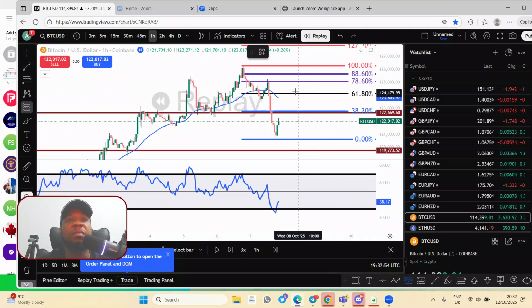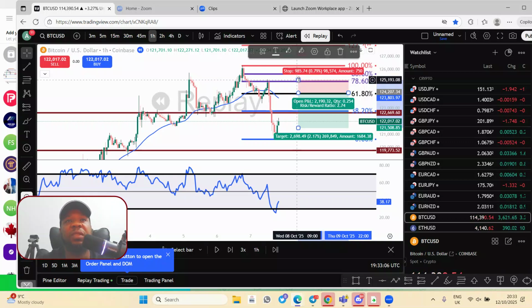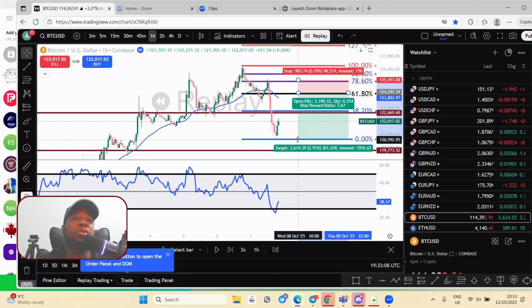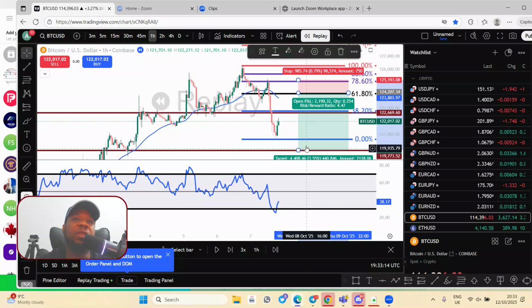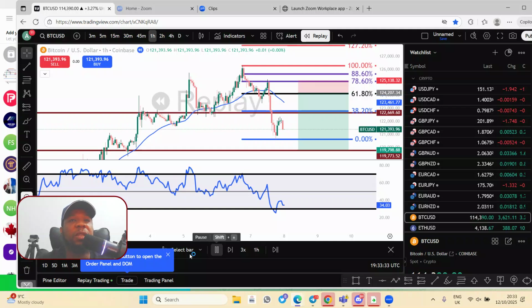My trade was already on a pending order here. I put my stop loss just a little bit above the 78.6, and straight down to this target. It was this target here, giving me a risk to reward ratio of 1:4, which is a good trade for me. So I was just waiting for this to happen, and I left my pending orders. I'll just play it for you to see what happened and how the trade played out.